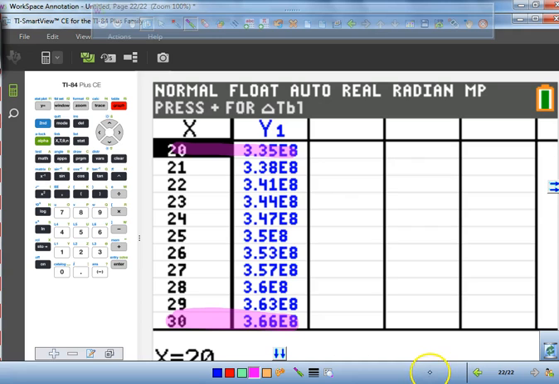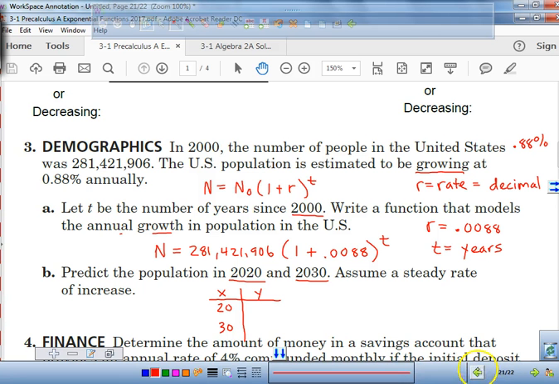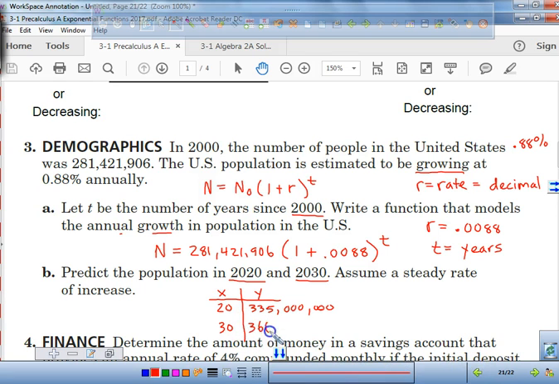Now, obviously, the calculator can't type in all the zeros, so what does it do? It gives you e to the 8, which basically means 10 to the power of 8. So what I want you guys to do is understand that we have a 3, 3, 5, $335 million for 20 years after, so 2020, this is estimating the population to be that. And over here we have 366. So this would be 366 million.